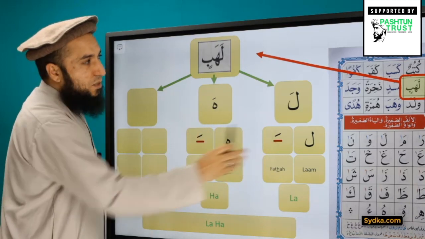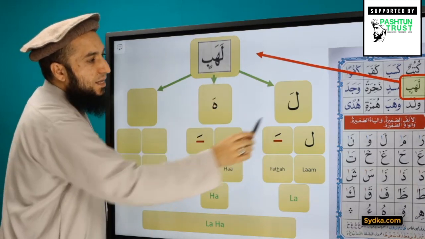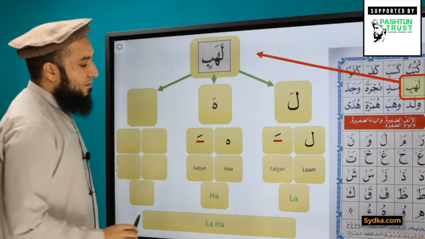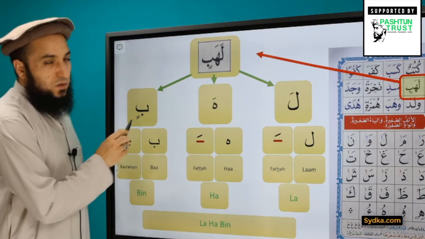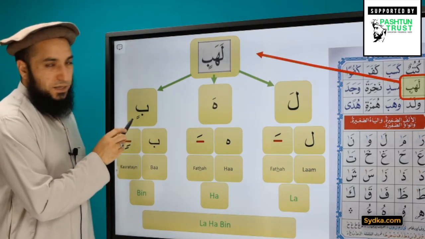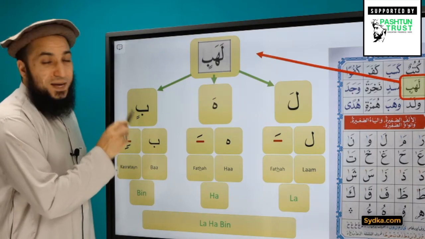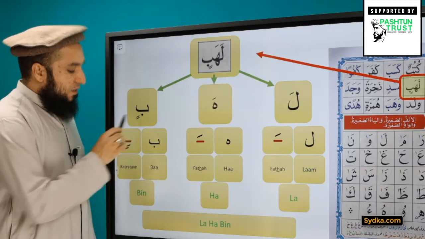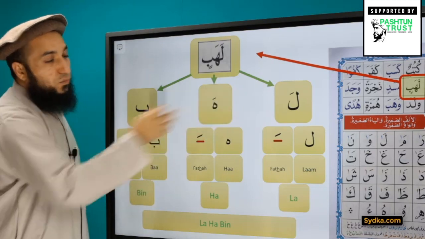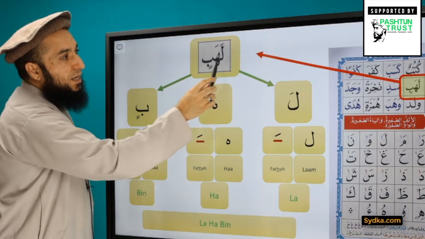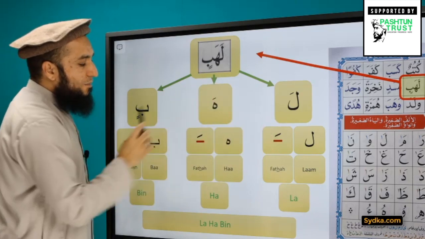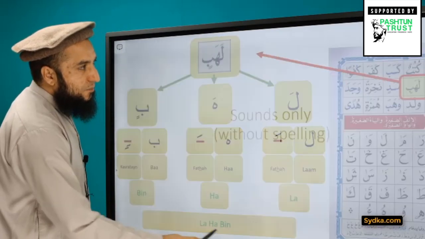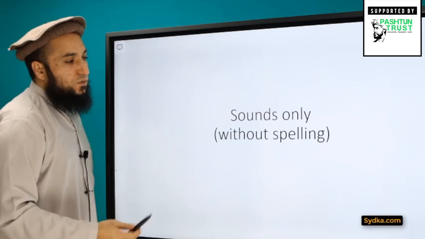So we combine these two syllables and we have laha, laha. The third syllable we have is ba kasratain bin. Ba is not silent and it has kasratain underneath, and ba is a light letter. Ba kasratain bin. And then when we combine these three syllables we have lahabin, lahabin. So the next three slides would be sounds only without spellings.